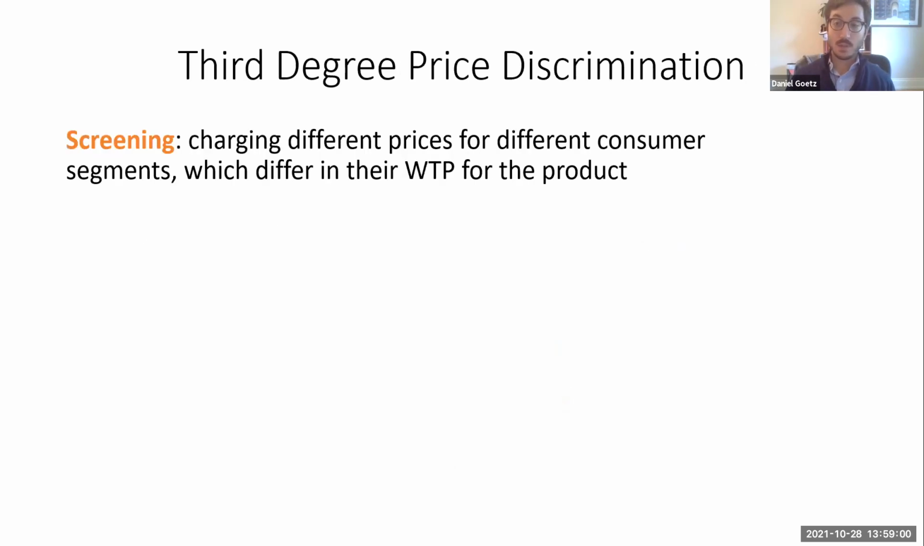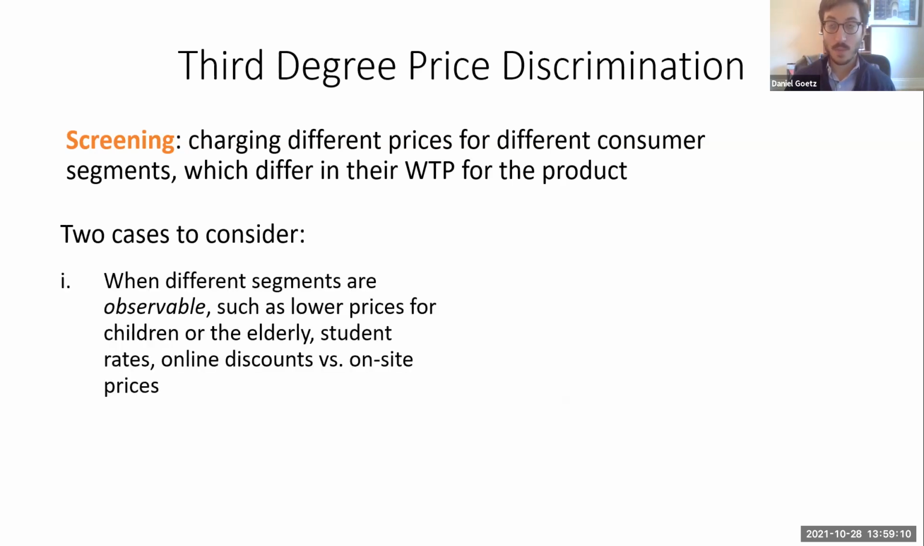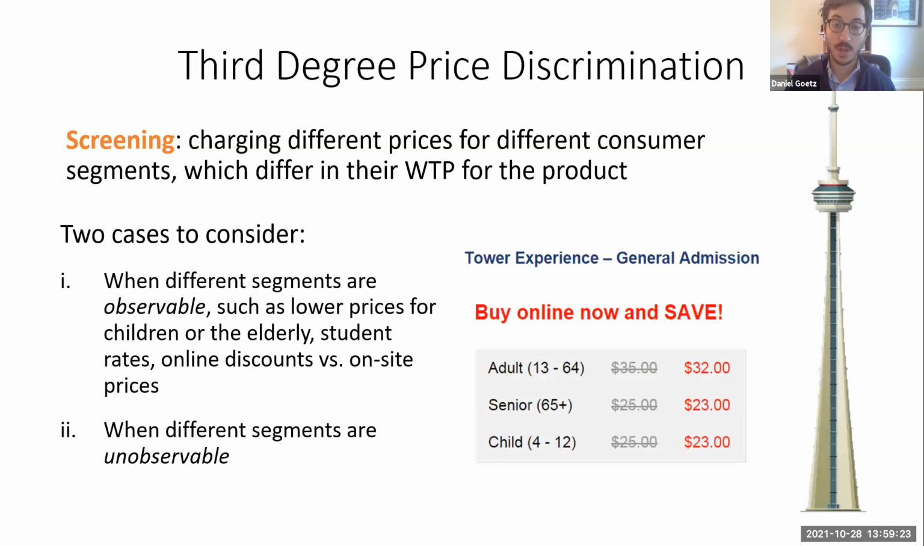The last bit is third degree price discrimination. So different prices for different consumer segments, which differ in their willingness to pay for the product. We have two cases: observable segments, like we saw with children and the elderly, and students, say for GO trains. And then we have unobservable segments.